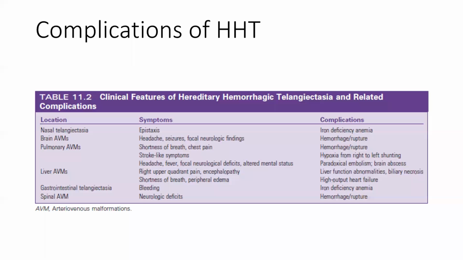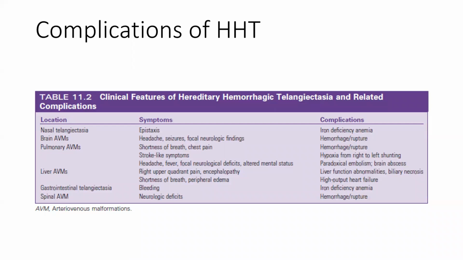Nasal telangiectasia causes epistaxis, and basically all these patients have iron deficiency anemia depending on the severity, but our patients in the clinic all come for their IV iron monthly because patients with severe HHT really do not keep up with their iron requirements with oral iron alone. Cerebral AVMs, the feared complication here is hemorrhage of an AVM with cerebral hemorrhage and stroke.